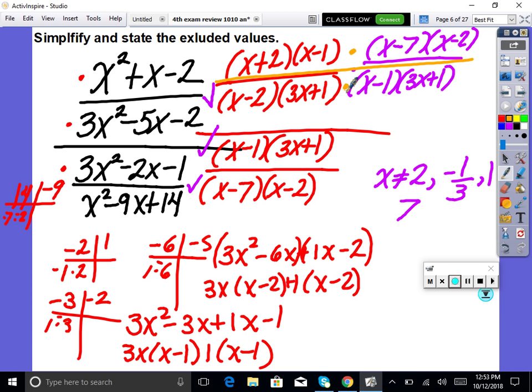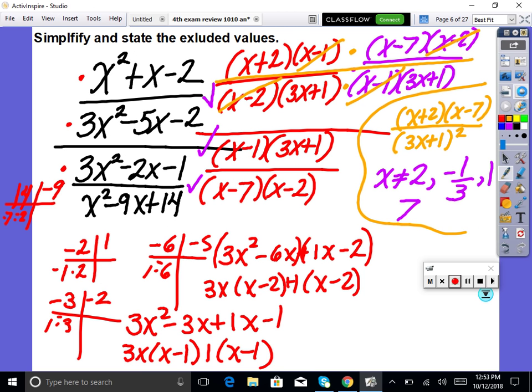So now we'll divide out exact factors. It looks like x minus 2 and x minus 2, x minus 1 and x minus 1, and it looks like that is it. So left on top was x plus 2 times x minus 7. On bottom it looks like we have a 3x plus 1, and then that was it, squared. So there would be our final answer. With division, you just can't forget that extra restriction, which is different than multiplication, where you only have to restrict the two denominators.